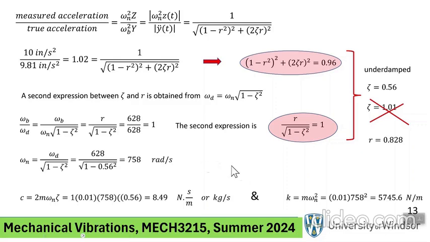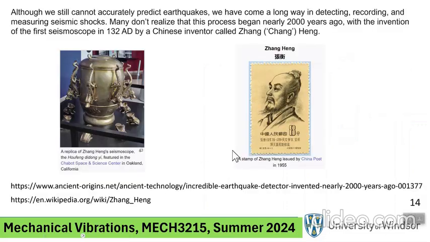That's what the problem was about. Okay. Now, before I move on, I want to tell people that this business of seismometer was actually developed in China about 2,000 years ago. So that fellow that you see his picture on that Chinese stamp is the person who actually invented this device.